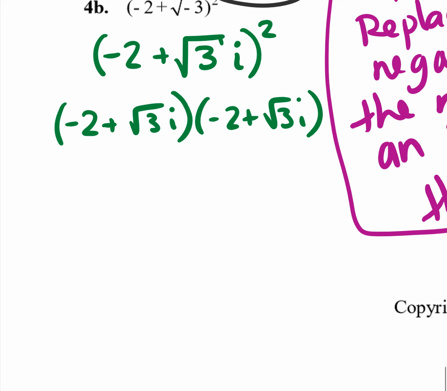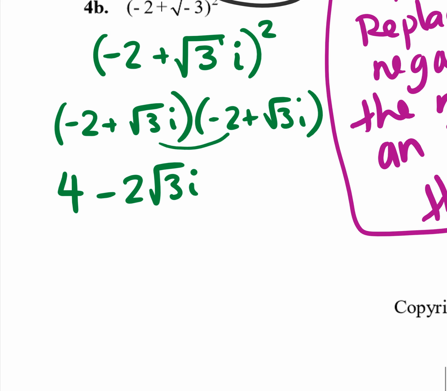Okay. So what do we have here? -2 times -2 is 4. And then -2 times root 3i. Those are not like terms, so we can't combine them. You can't say 2 times 3 is 6, because the 2 is outside the root, the 3 is inside. The best I can do is write them next to each other.